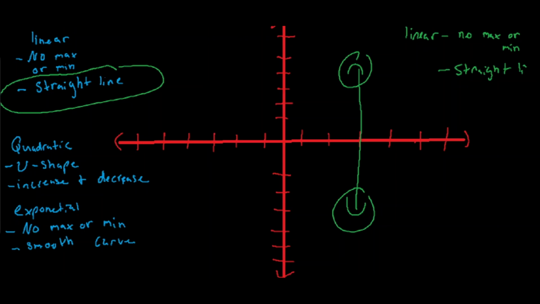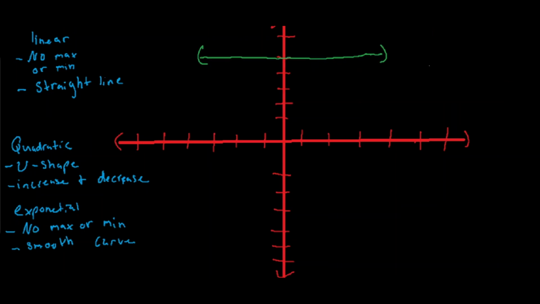Let's take a look at this function. This function is the same one as we just showed, it's just on the y-axis. This is a straight line, and there is no maximum or minimum, and it is continuous, so we know that this is a linear function.